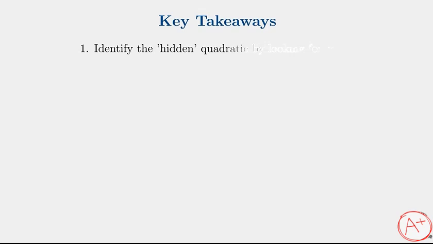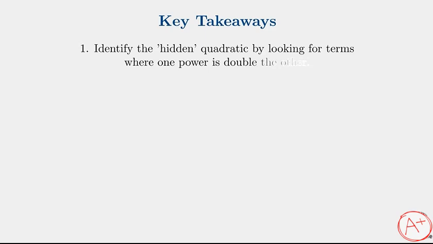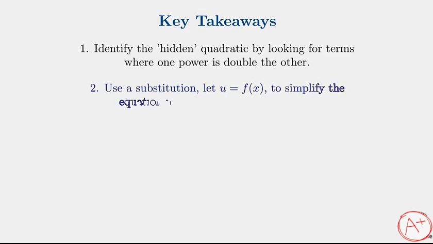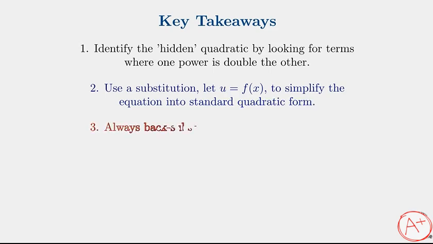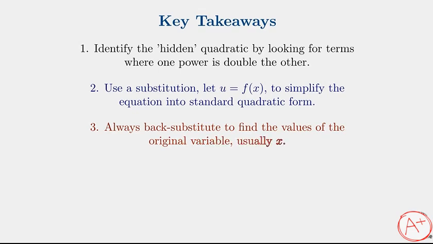To summarize the essential points from today's lesson, first, always look for the pattern where one exponent is exactly double the other, such as x to the power of 4 and x squared, or x and the square root of x. Second, clearly define your substitution. Letting u equal the inner function transforms a daunting equation into a standard quadratic that you can solve with confidence. Third, do not stop once you have found the values for u. The examiner is looking for the values of x. Always return to your original variable to secure full marks.